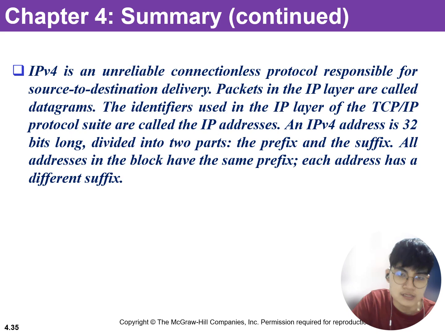IP version 4 is an unreliable connectionless protocol responsible for source-to-destination delivery of packets in the IP layer, called datagrams. The identifiers used in the IP layer of the TCP/IP protocol suite are called IP addresses, and an IP version 4 address is 32 bits long, divided into two parts: the prefix and the suffix. Addresses in a block have the same prefix. Each address has a different suffix.